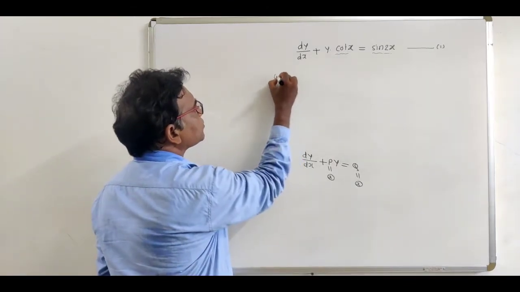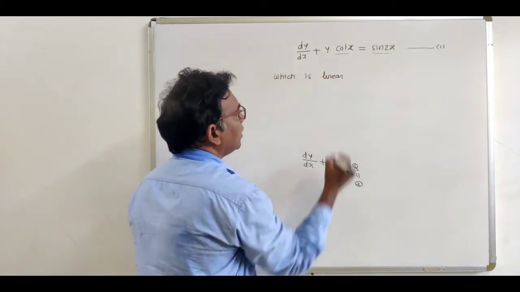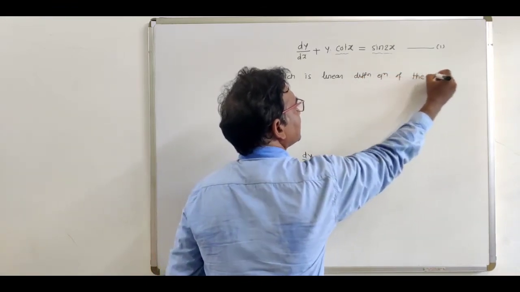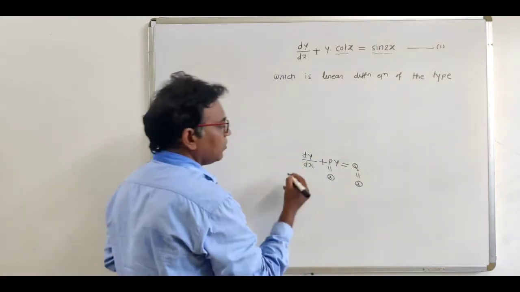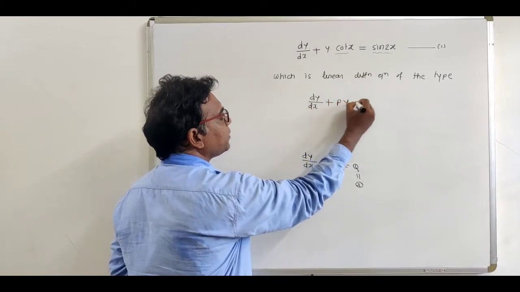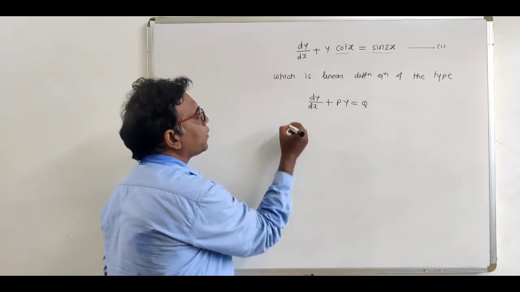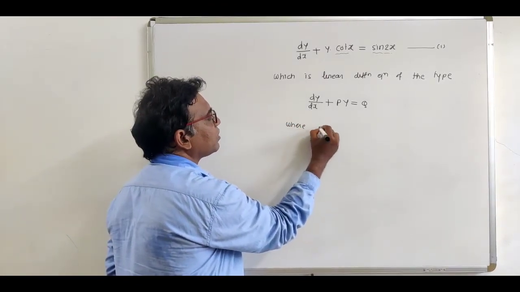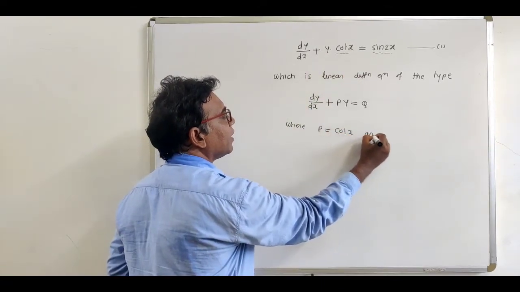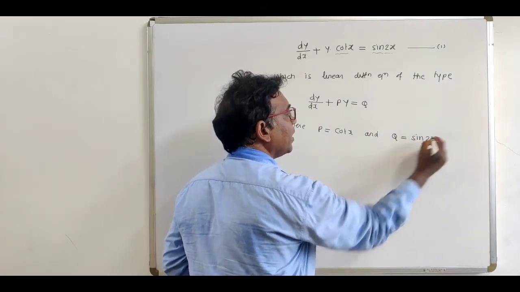So write down the identification, which is linear differential equation of the type. So write down this standard type: dy by dx plus py is equal to q. So write down the values for p and q. P means coefficient of y, that is cot x, and q means the right hand side, that is sine 2x. So this is the first step.